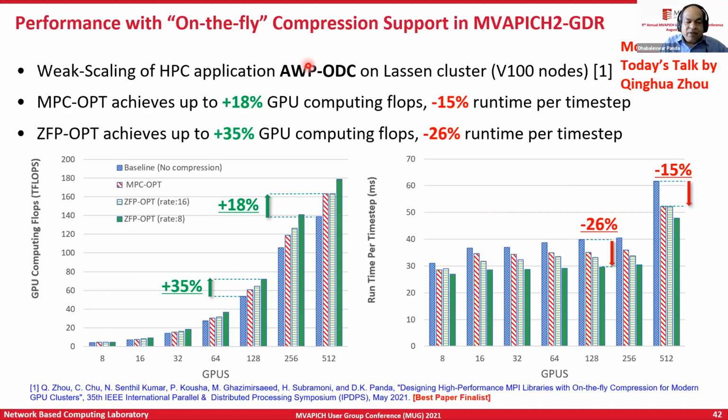And here we have carried out evaluations of AWP-ODC. This is a seismic simulation application. And as you can see, with the different GPU compression kernels, at the application level, with 512 GPUs, we are able to boost the throughput of the application by 18%, with 128 GPUs by 35%, and similarly we see the runtime reduction. So that means this gives you a very big boost in accelerating the application-level performance on the GPU cluster.